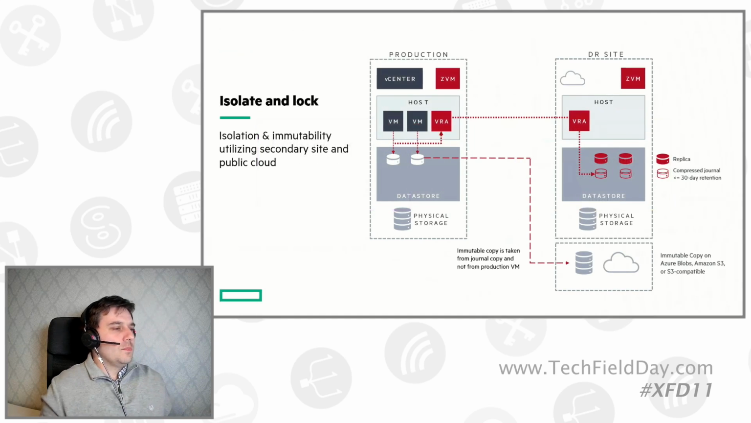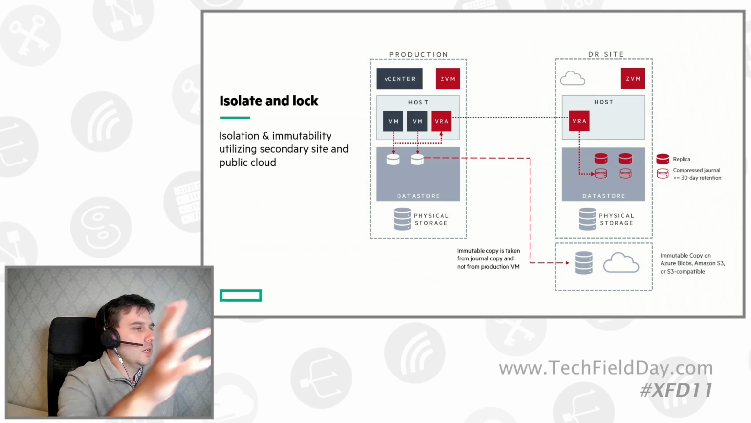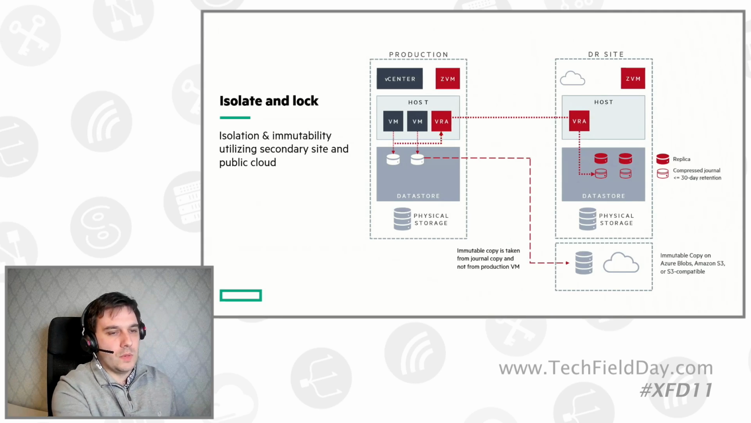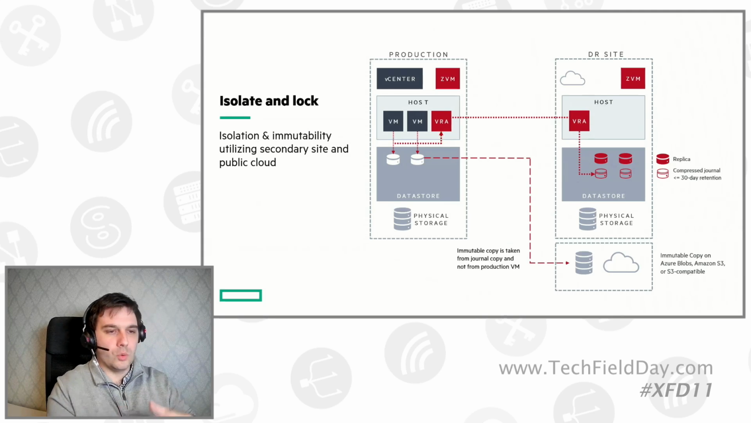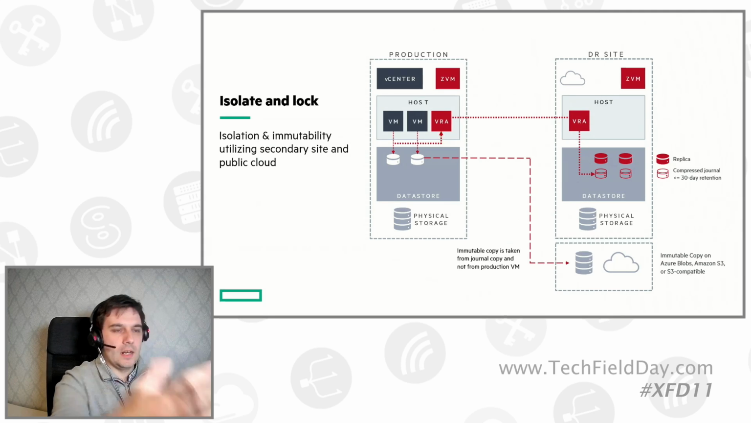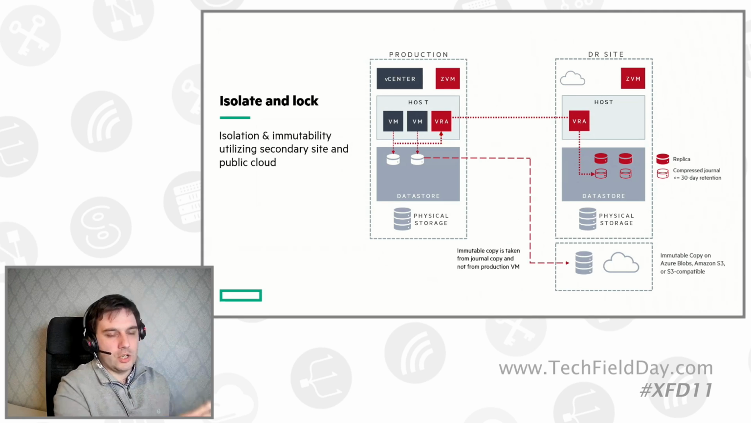So, isolating and locking with public cloud. We know that we're doing replication from site A to site B, as we saw in my lab a minute ago, and we've got that journal with the data. And again, a question that we had a minute ago: how do you make sure that the attackers don't get hold of the journal? Well, they might, right? They've got the keys to the kingdom, so they might.